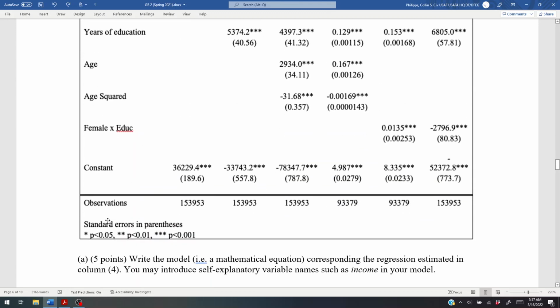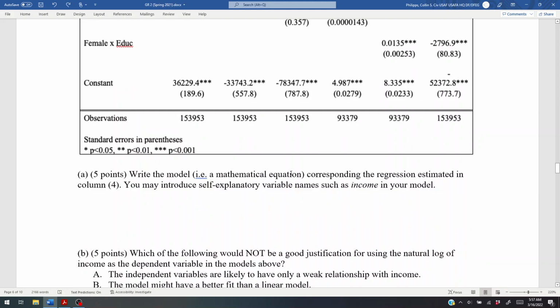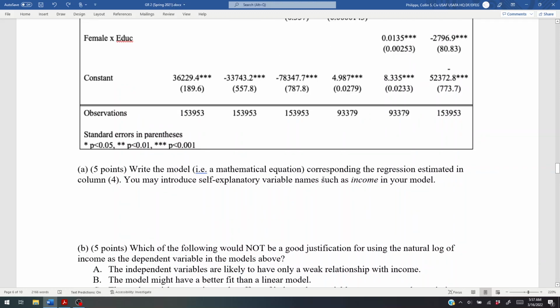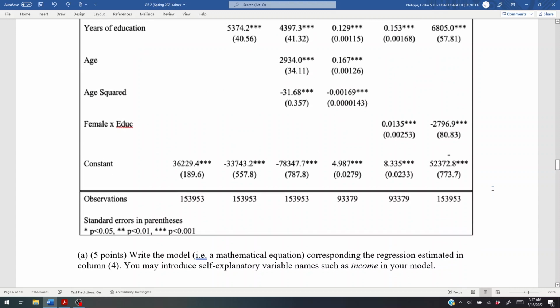Table notes. Oh, standard errors in parentheses. 1 star is 5%, 2 stars is 1%, 3 stars is 0.1%. Okay. Write the model corresponding to the regression estimated in column 4. You may introduce self-explanatory variable names such as income in your model.